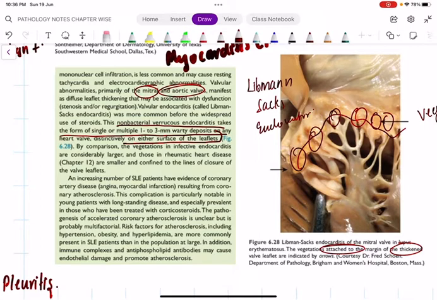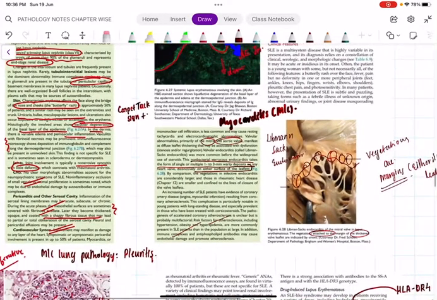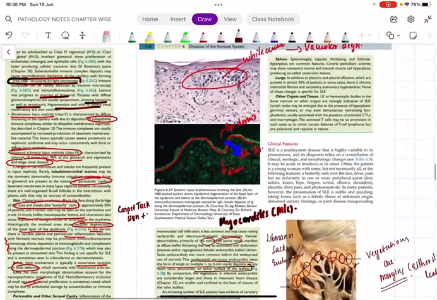And of course, if they are associated with other comorbidities like atherosclerosis, hypertension, they may also develop coronary artery disease. They may be more prone to coronary artery disease. That is the cardiovascular manifestation.